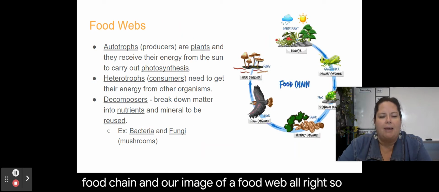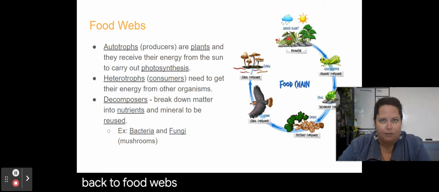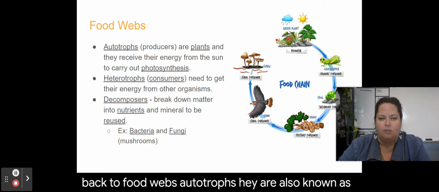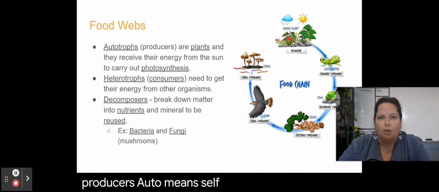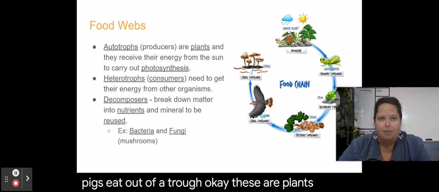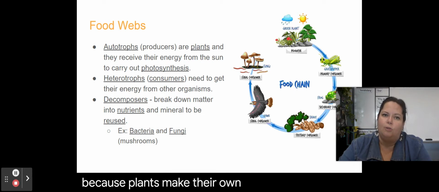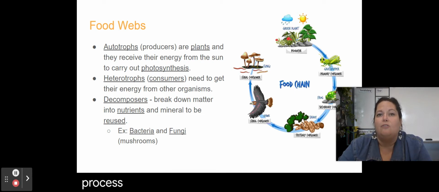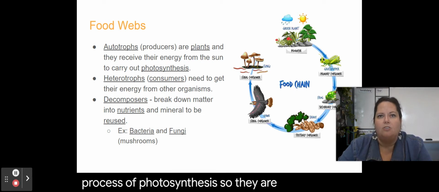All right, so back to food webs. Autotrophs are also known as producers. Auto means self, troph refers to eating, like pigs eat out of a trough. These are plants, because plants make their own food through that process of photosynthesis. So they are autotrophs, or they produce their own food.